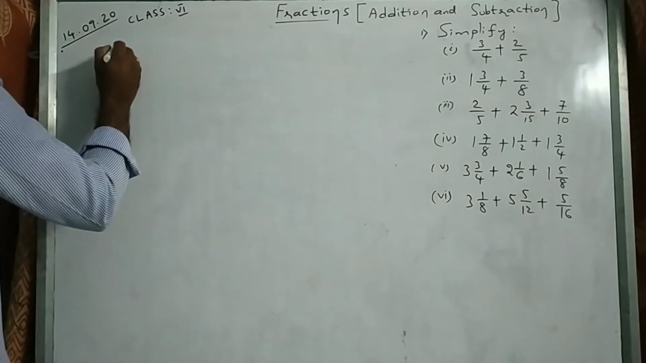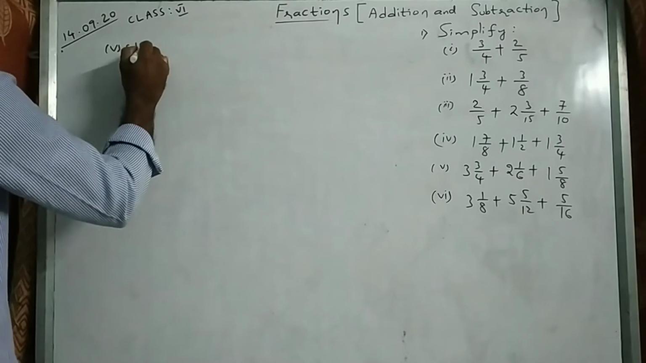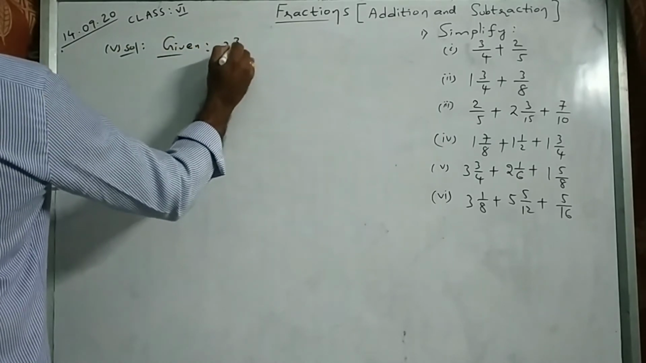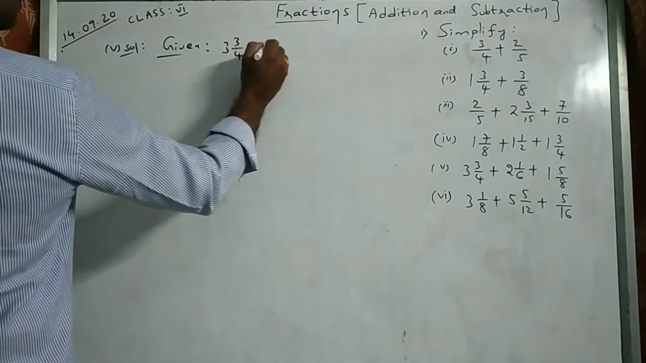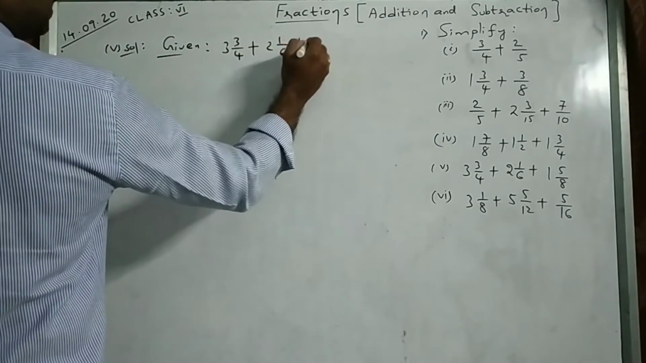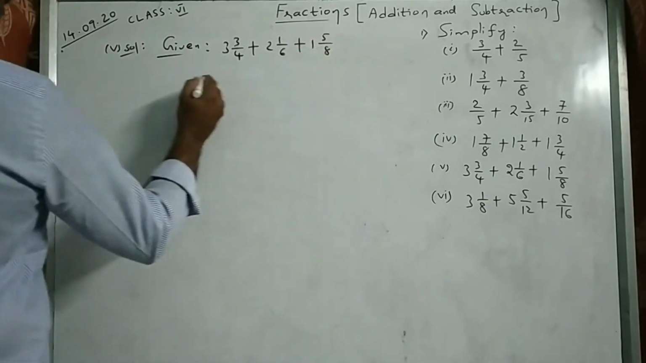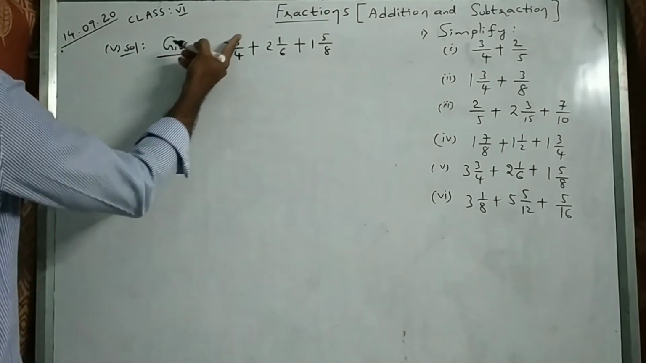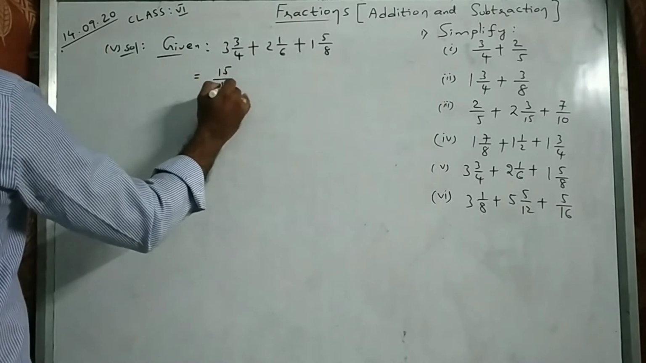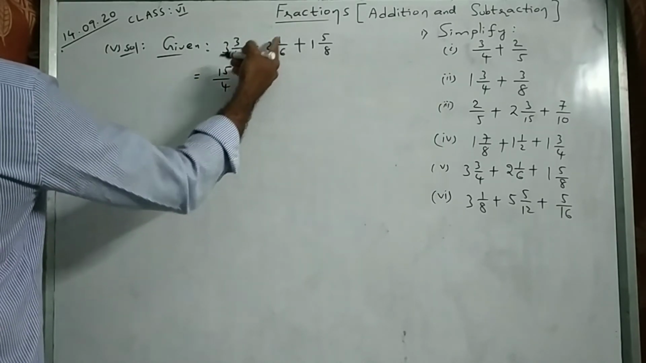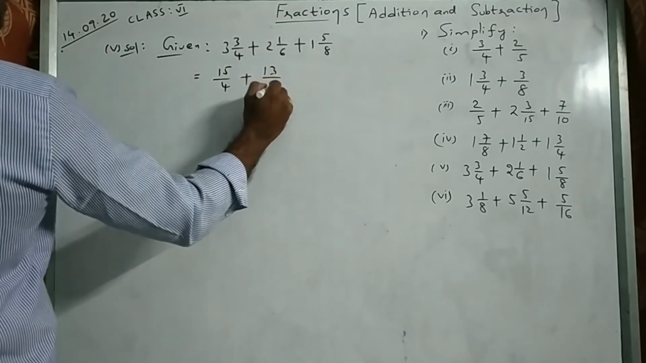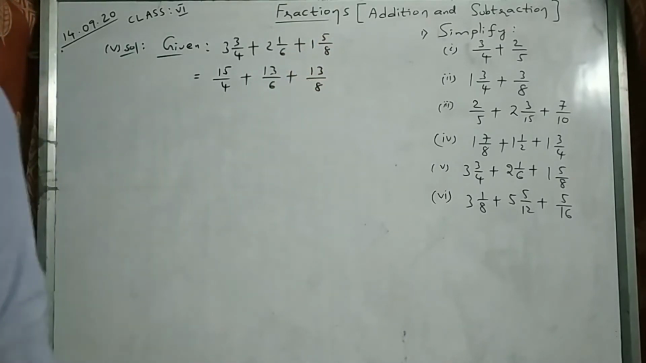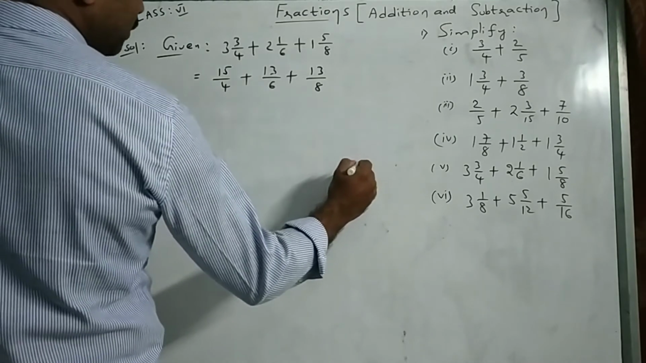Fifth one. 3 3 by 4 plus 2 1 by 6 plus 1 5 by 8. Now change them into improper. 4 3s are 12, 12 plus 3, 15 by 4. 6 2s are 12, 12 plus 1, 13 by 6. 8 1s are 8 plus 5, 13 upon 8. Right?